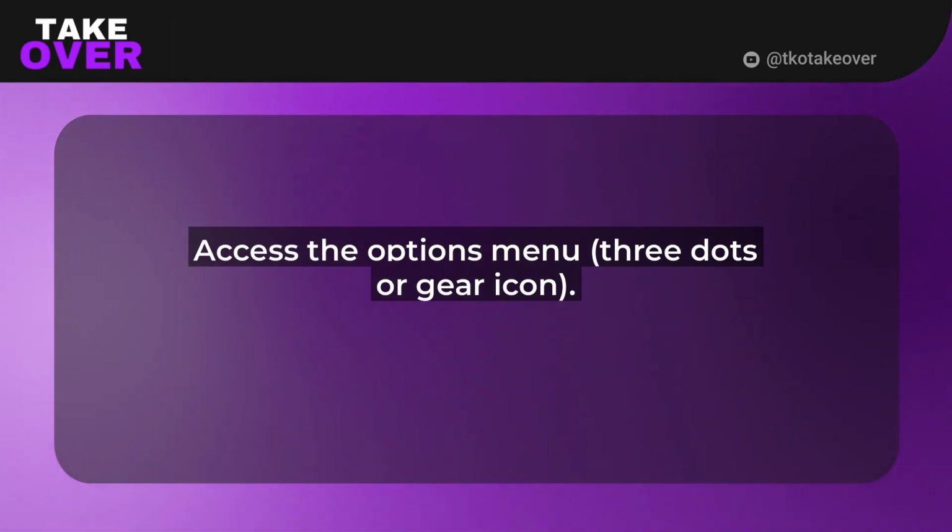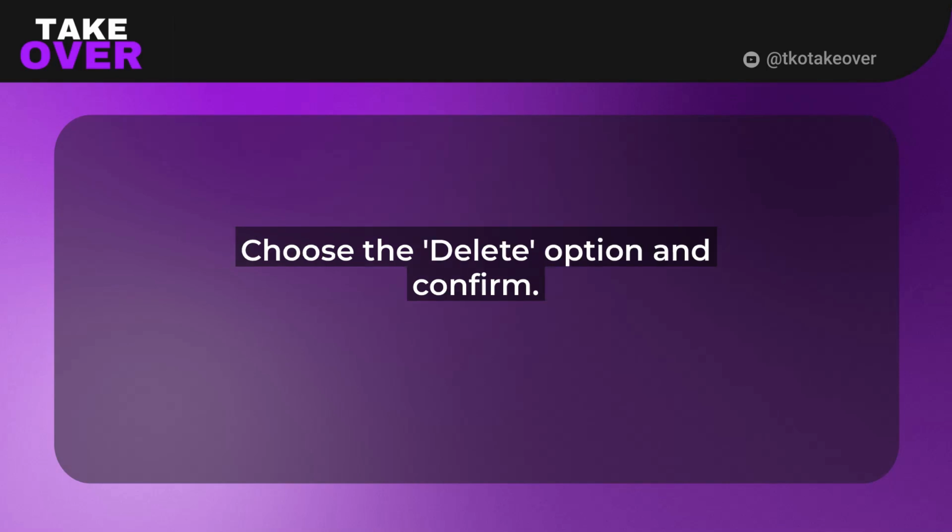Now, look for the Options menu. It's usually represented by 3 dots or a gear icon next to the budget name. Click on that, and you should see a Delete or Remove Budget option.